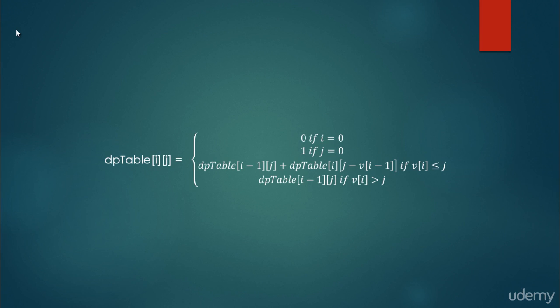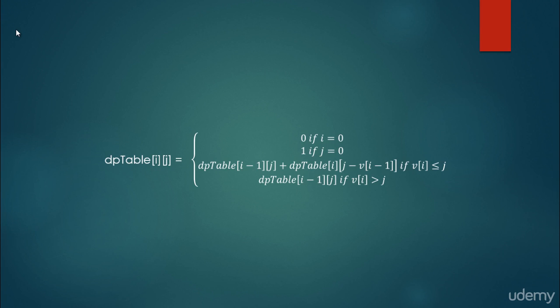This is very important. This is the formula we are looking for. How can we calculate the DP table values with the i-th row and the j-th column? It is 0 if i is equal to 0, which means that it is the first row, so the first row consists of zeros. If j is equal to 0, it means that this is the first column, so the first column consists of 1s.